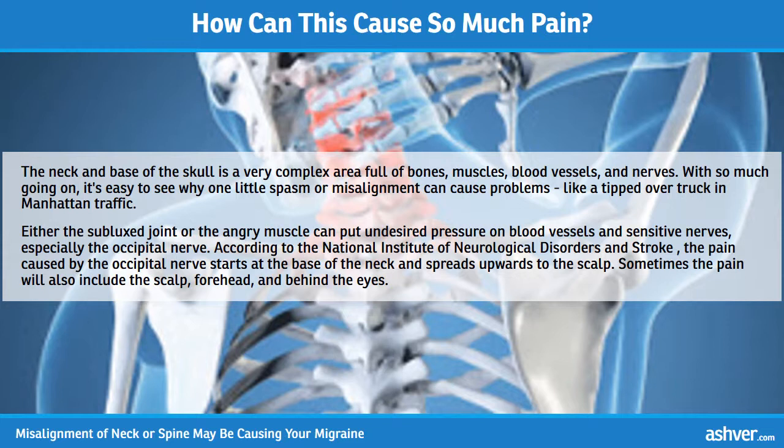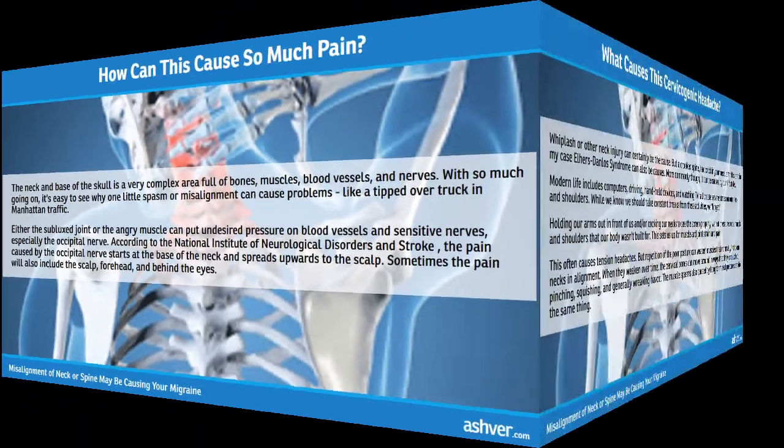Either the subluxed joint or the angry muscle can put undesired pressure on blood vessels and sensitive nerves, especially the occipital nerve. According to the National Institute of Neurological Disorders and Stroke, the pain caused by the occipital nerve starts at the base of the neck and spreads upwards to the scalp. Sometimes the pain will also include the scalp, forehead, and behind the eye.